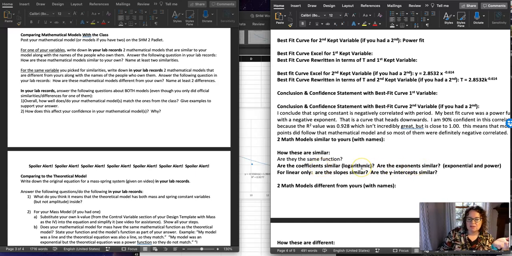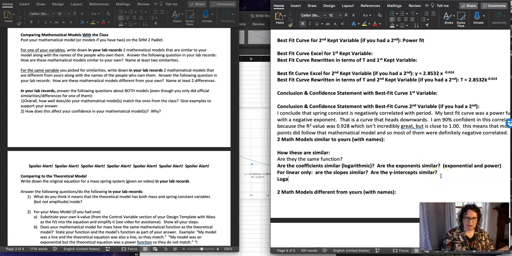The logarithmic function has a coefficient, but it has what's called an argument instead of an exponent. I'll just write that down. That's what's inside the logarithmic function.